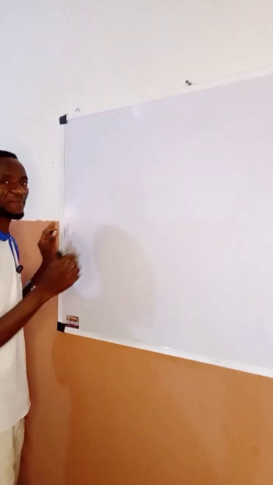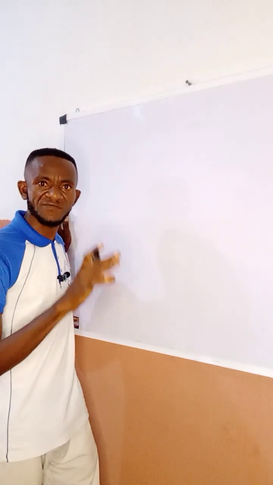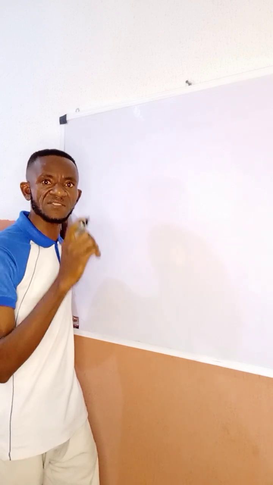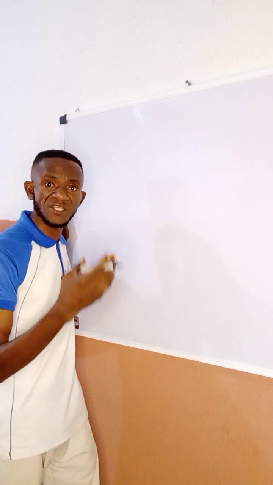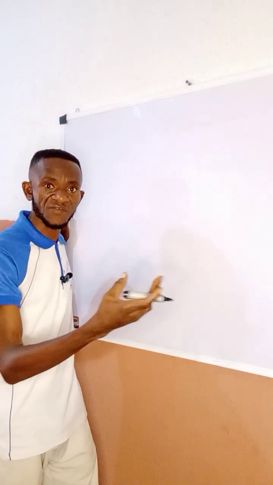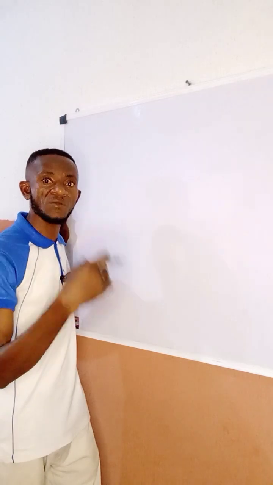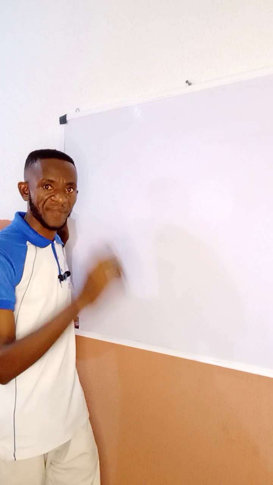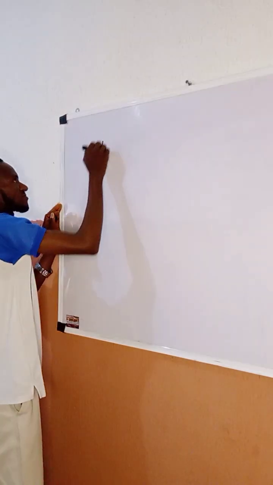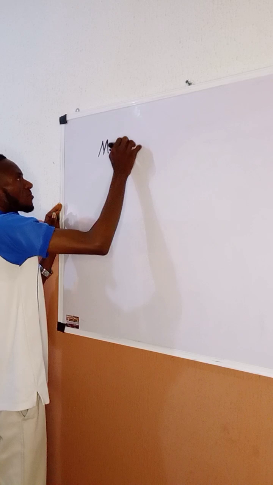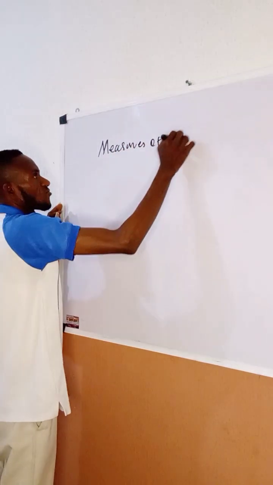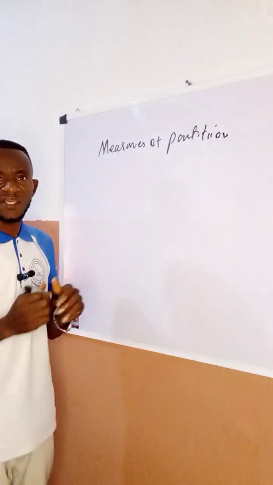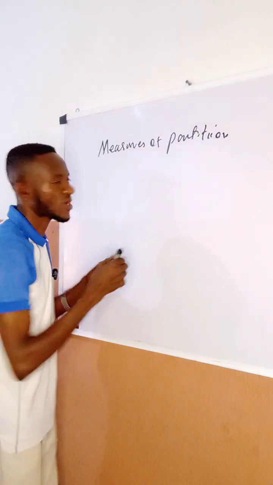So generally, we have three measures, and these measures are measures of central tendency, though measures of partition is also an extension of the measures of central tendency, and we equally have what we call measures of dispersion. Today we are going to talk about measures of partition. In the measures of partition, we are going to look at number one.